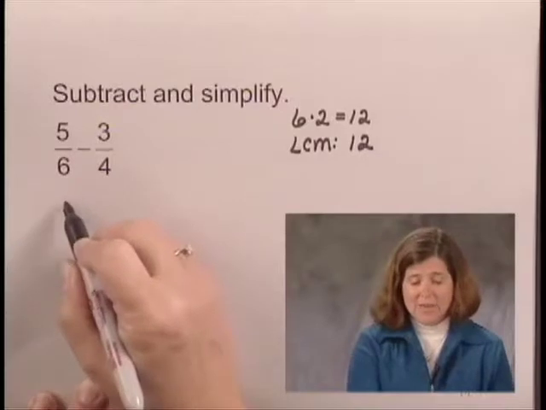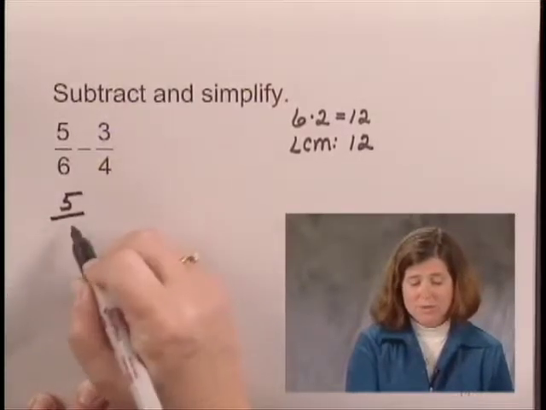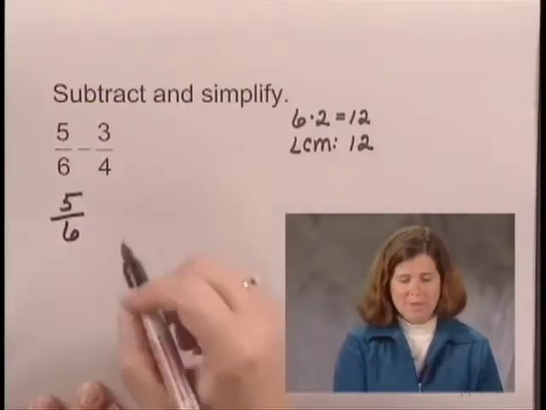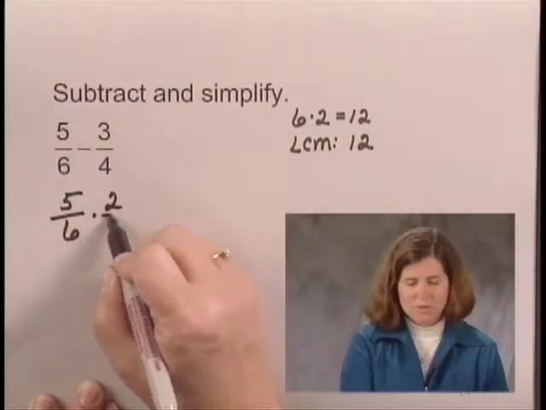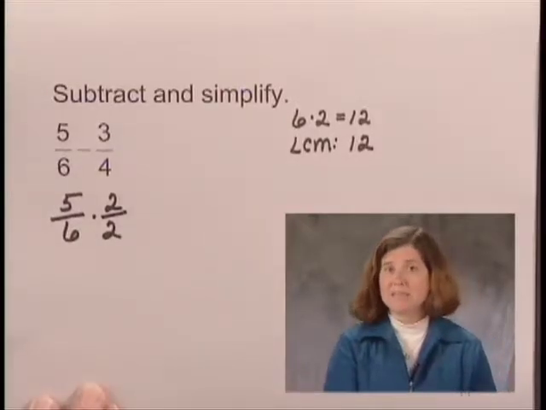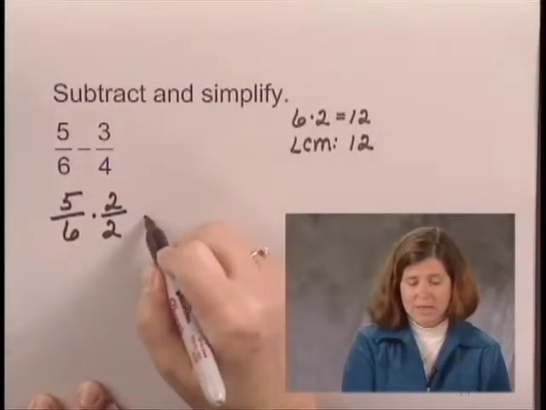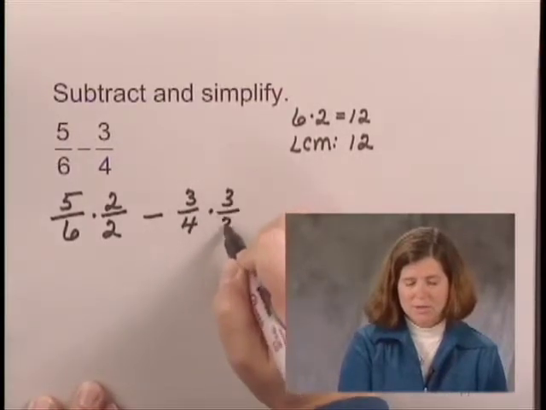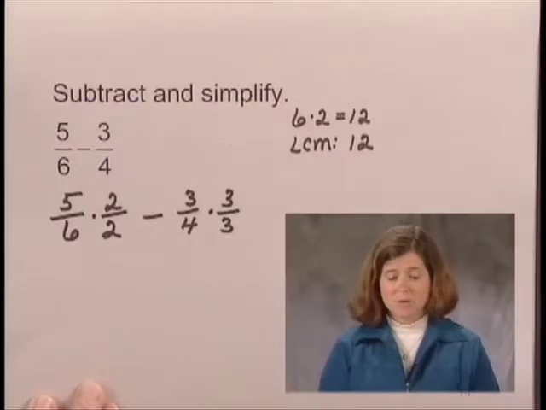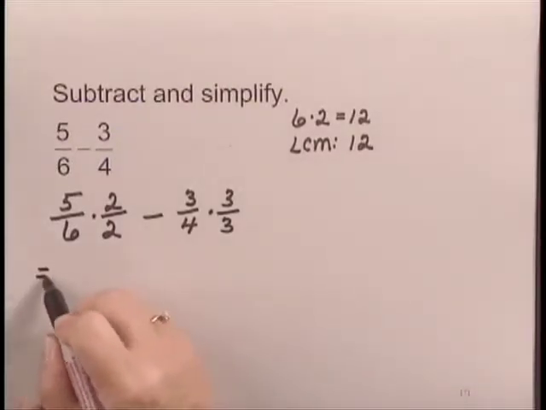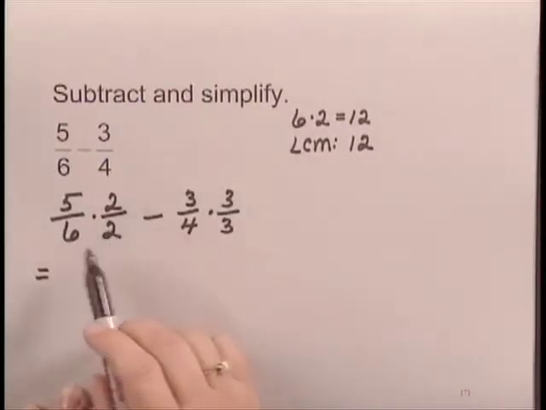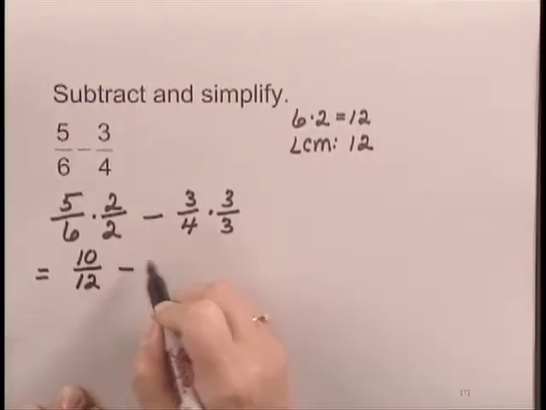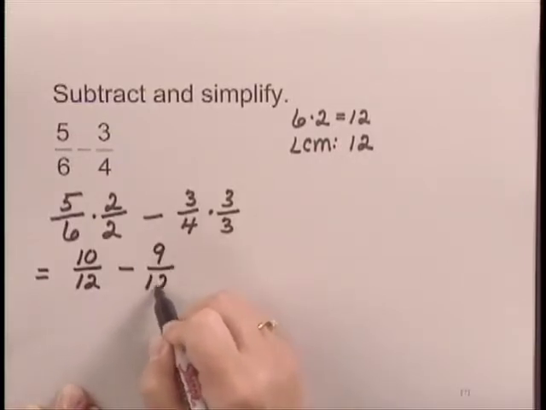So we will rewrite 5/6 and 3/4 with a denominator of 12. We'll do this by multiplying by 1, choosing the form 2 over 2 to rewrite 5/6 with a denominator of 12, and choosing the form 3 over 3 to write 3/4 with a denominator of 12. In order to multiply, we multiply numerators, multiply denominators. So we have 10 over 12 minus 9 over 12.